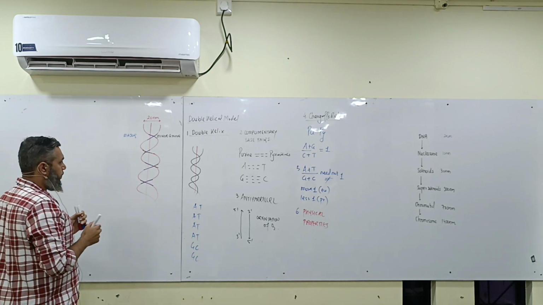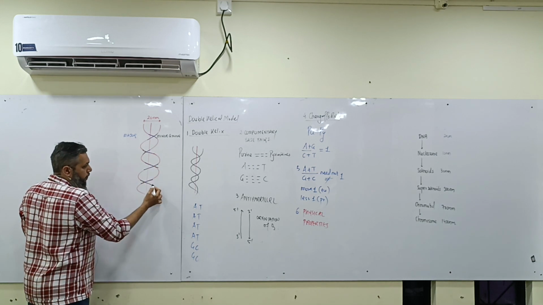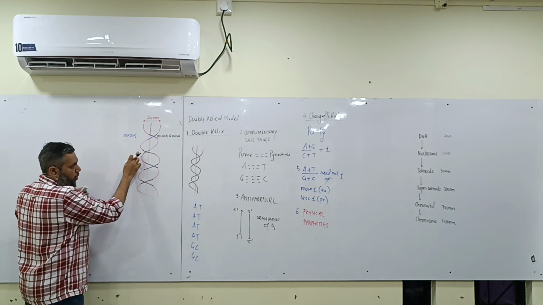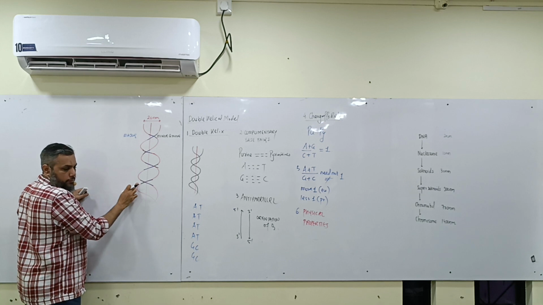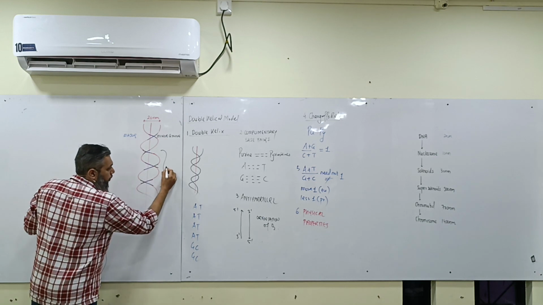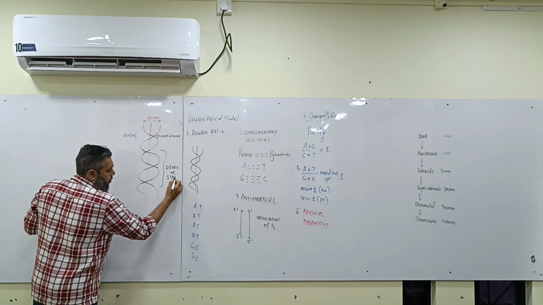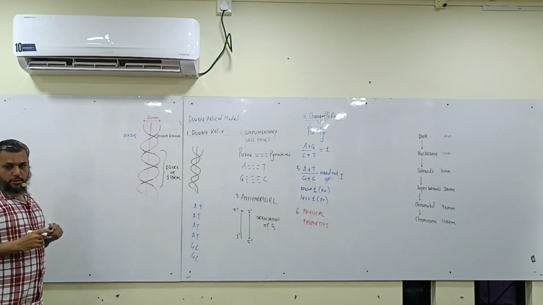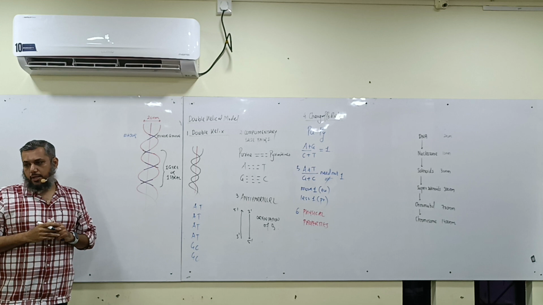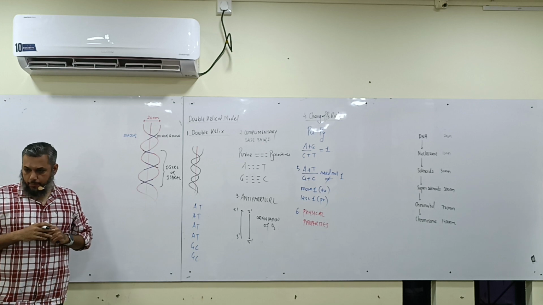Now, the distance between two consecutive alternate major or minor grooves is called what? One gyre, or one spiral of DNA. What do you call this? One spiral of DNA. Have you heard about this? So what do you mean by one spiral or one gyre of DNA?